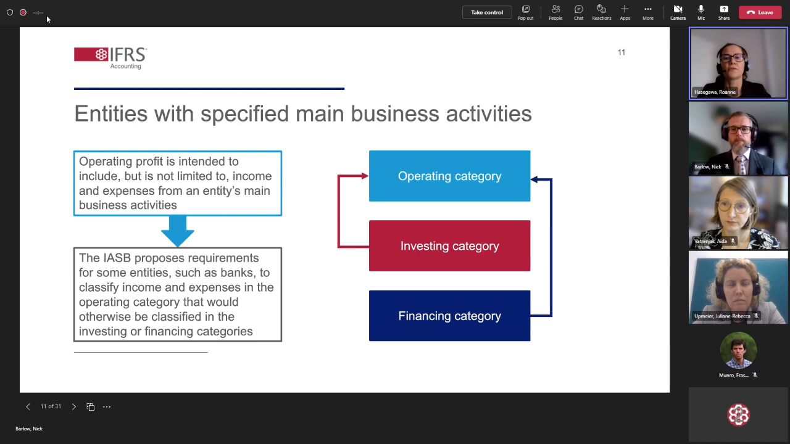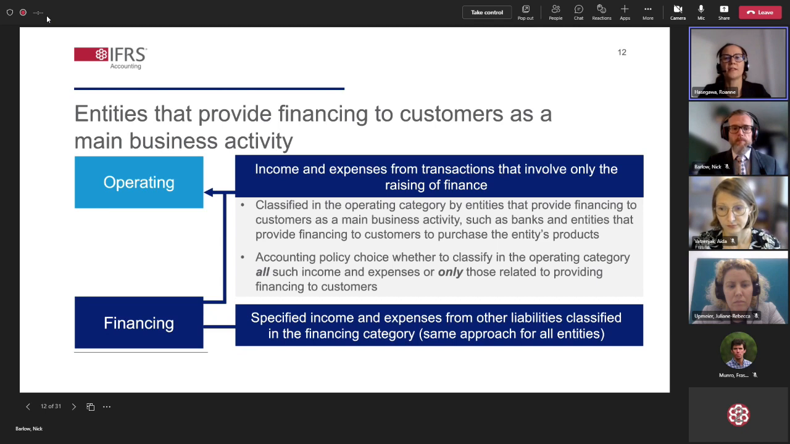This would mean that they could not present a key operating metric of net interest income in the operating category. Therefore, the exposure draft also proposed requirements for entities with specified main business activities. So that's entities that invest or provide financing to customers as a main business activity, to classify income and expenses in the operating category that would otherwise be classified in the investing or financing categories. For entities that provide financing to customers as a main business activity, these entities may include banks and entities that provide financing to customers to purchase an entity's products.